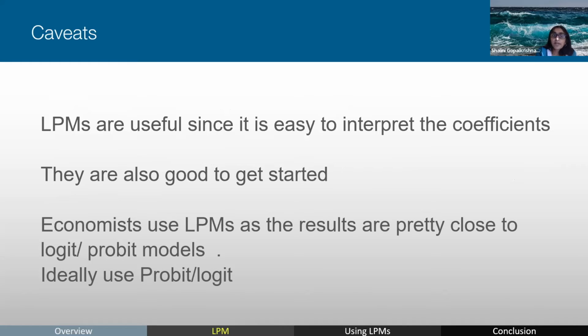Like I said, they're useful since it's easy to interpret the coefficients. They're also good to get started. Whenever you have a binary outcome, you should use this to get started. Economists love to use LPMs because the results are pretty close to logit or probit models, which are the ones we should use. Why? Because remember, we said there are caveats with it. But we should only use probit and logit.